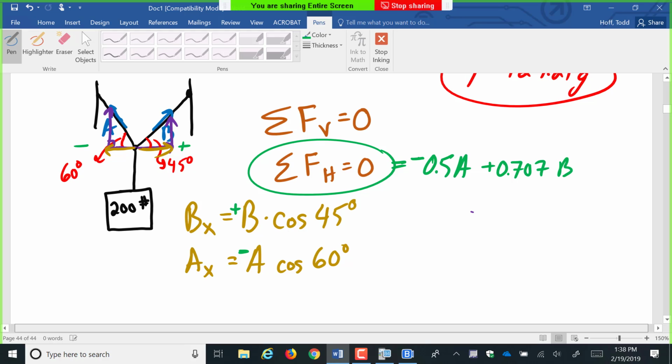Times B. That has to equal 0. So that's one of our equations.